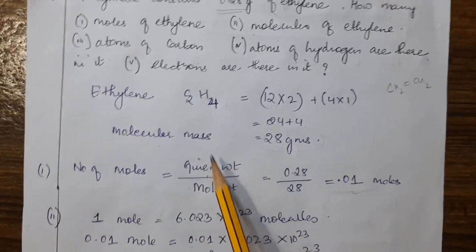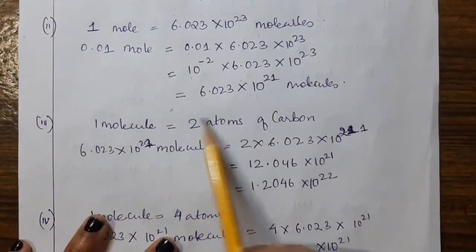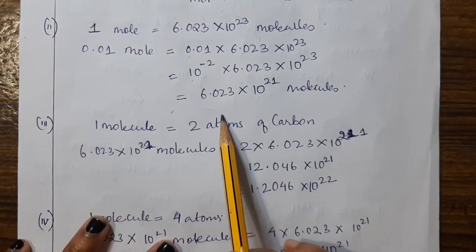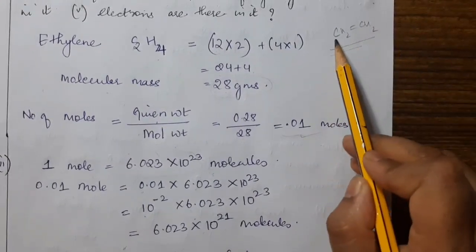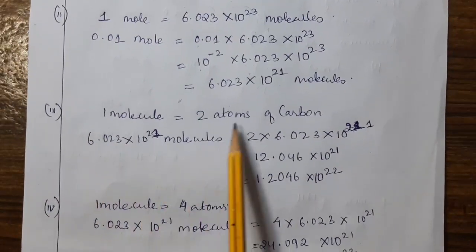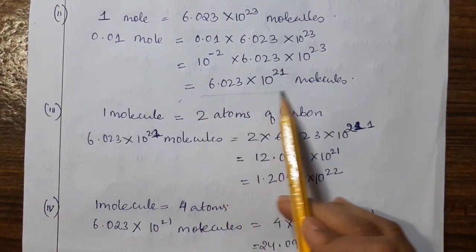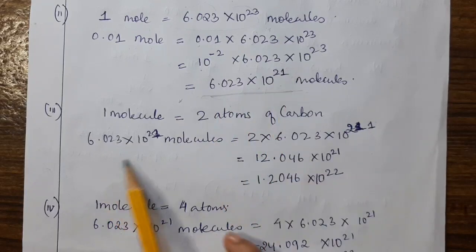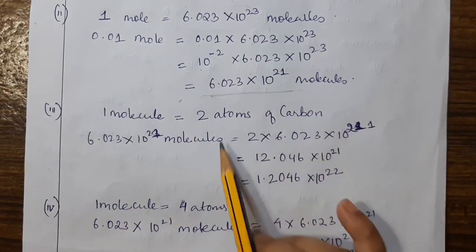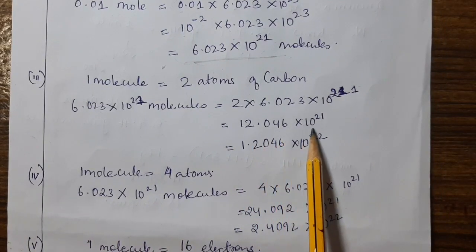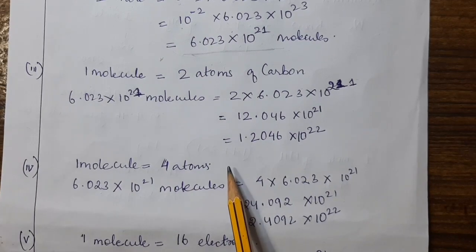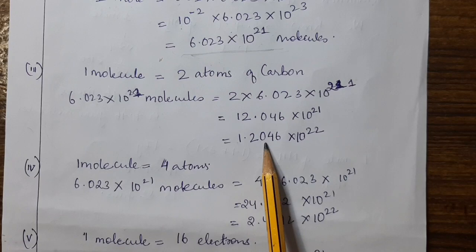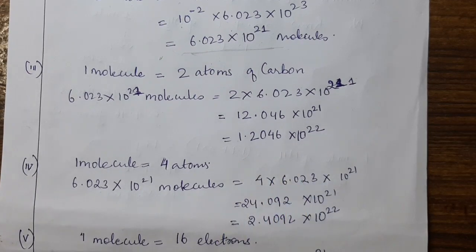Now, in order to find out the number of atoms for this molecule, we got the number of molecules. Now we have to find out how many atoms are there. For 1 molecule, how many atoms of carbon are there? 2. 1 molecule means 2 atoms. How many molecules we have to find out for? 6.023 into 10 to the power 21 equals 2 into this one. We got 12.046 into 10 to the power 21. Using scientific notation, we'll get 1.2046 into 10 to the power 22.